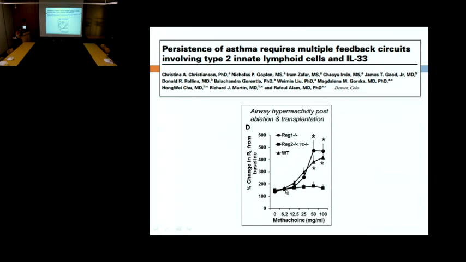They saw that the mice that received the marrow from just the T and B cell knockout mice, which is the RAG1, maintained airway hyperreactivity, but the mice that received marrow from the knockout mice that were also deficient in ILCs lost the airway reactivity here.